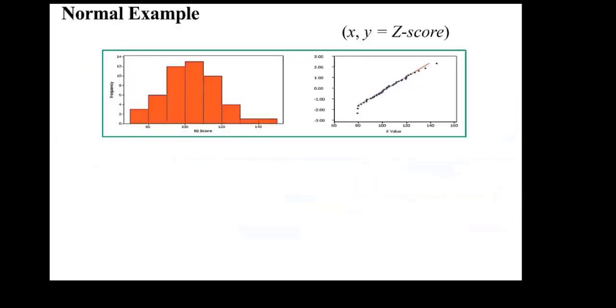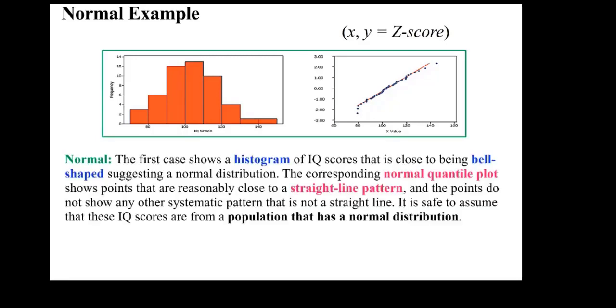So, for example, let's look at this graph. When we look at this graph, it appears the histogram is almost bell-shaped. And if you look at the normal plot, it appears to be linear. That's the idea that shows we are assessing normality, and this must be normally distributed. Normal: the first case shows a histogram of IQ scores that is close to being bell-shaped, suggesting a normal distribution. The corresponding normal quantile plot shows points that are reasonably close to a straight line pattern, and the points do not show any other systematic pattern that is not a straight line. It is safe to assume that these IQ scores are from a population that has a normal distribution.